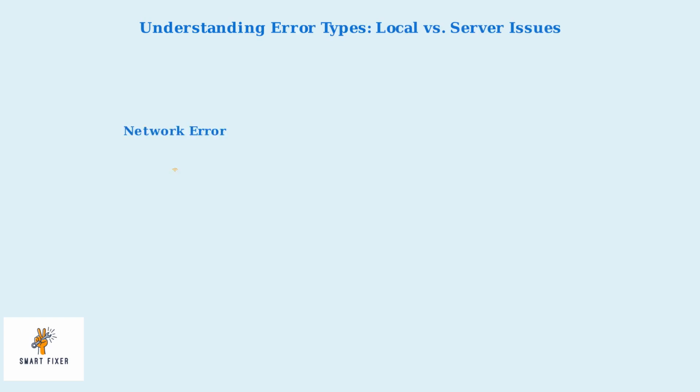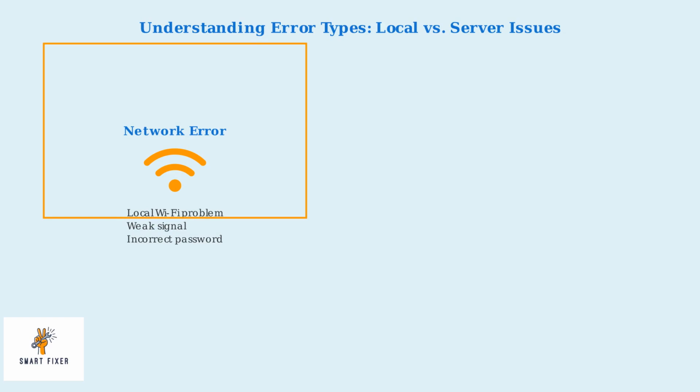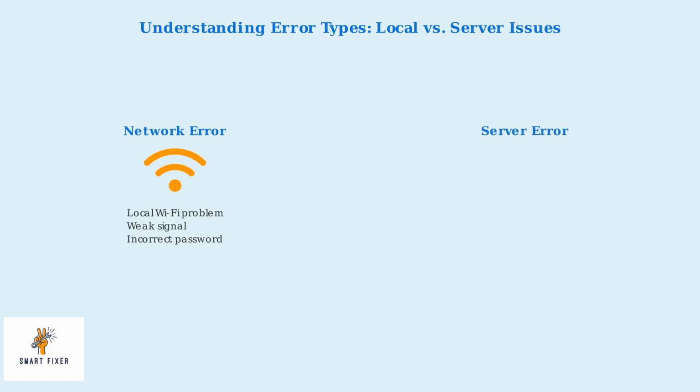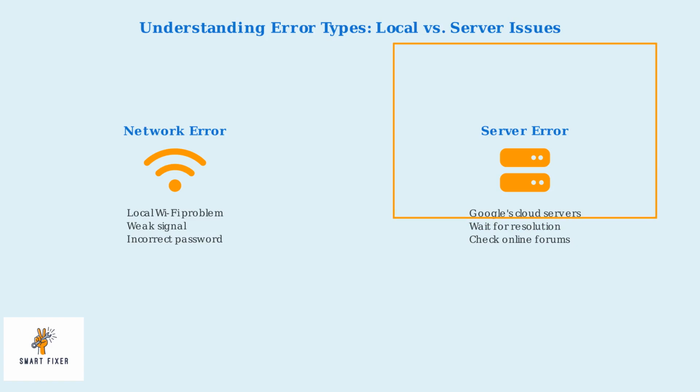Google Nest Cam errors can be categorized into two main types: network error and server error. A network error typically indicates a problem with your local Wi-Fi connection, such as a weak signal or an incorrect password. In contrast, a server error points to an issue with Google's cloud servers. If you encounter this, the problem is usually on Google's end, and you may need to wait for them to fix it. You can check online forums to see if other users are experiencing similar server issues.